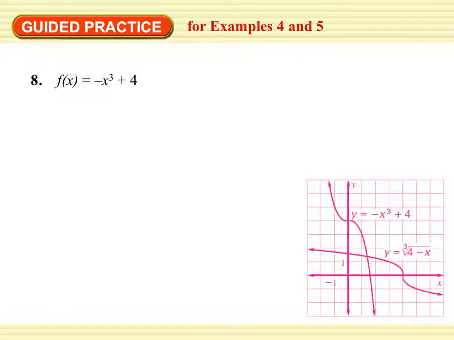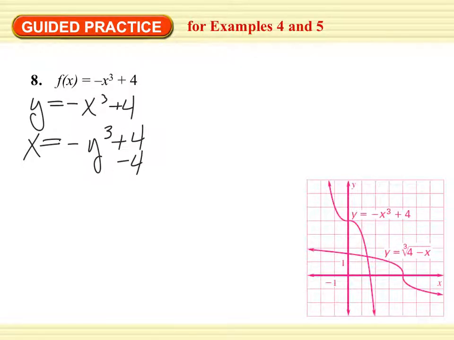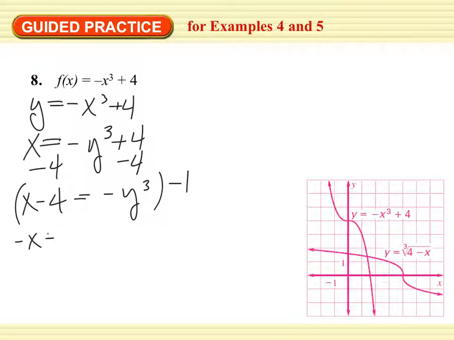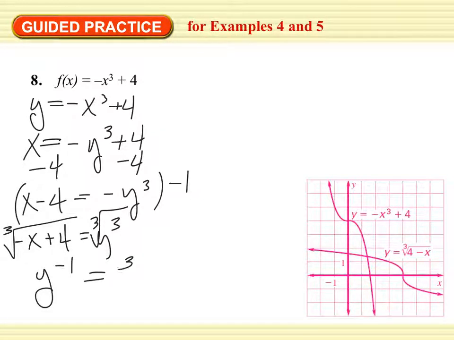Let's do the inverse. So y equals negative x cubed plus 4. Exchange my variables. Subtract 4 from both sides. X minus 4 equals negative y cubed. Multiply everything by -1. It gives me negative x plus 4 equals y cubed. Take the cubed root of everything. I get y to the -1 equals cubed root of negative x plus 4. So there's my inverse function.